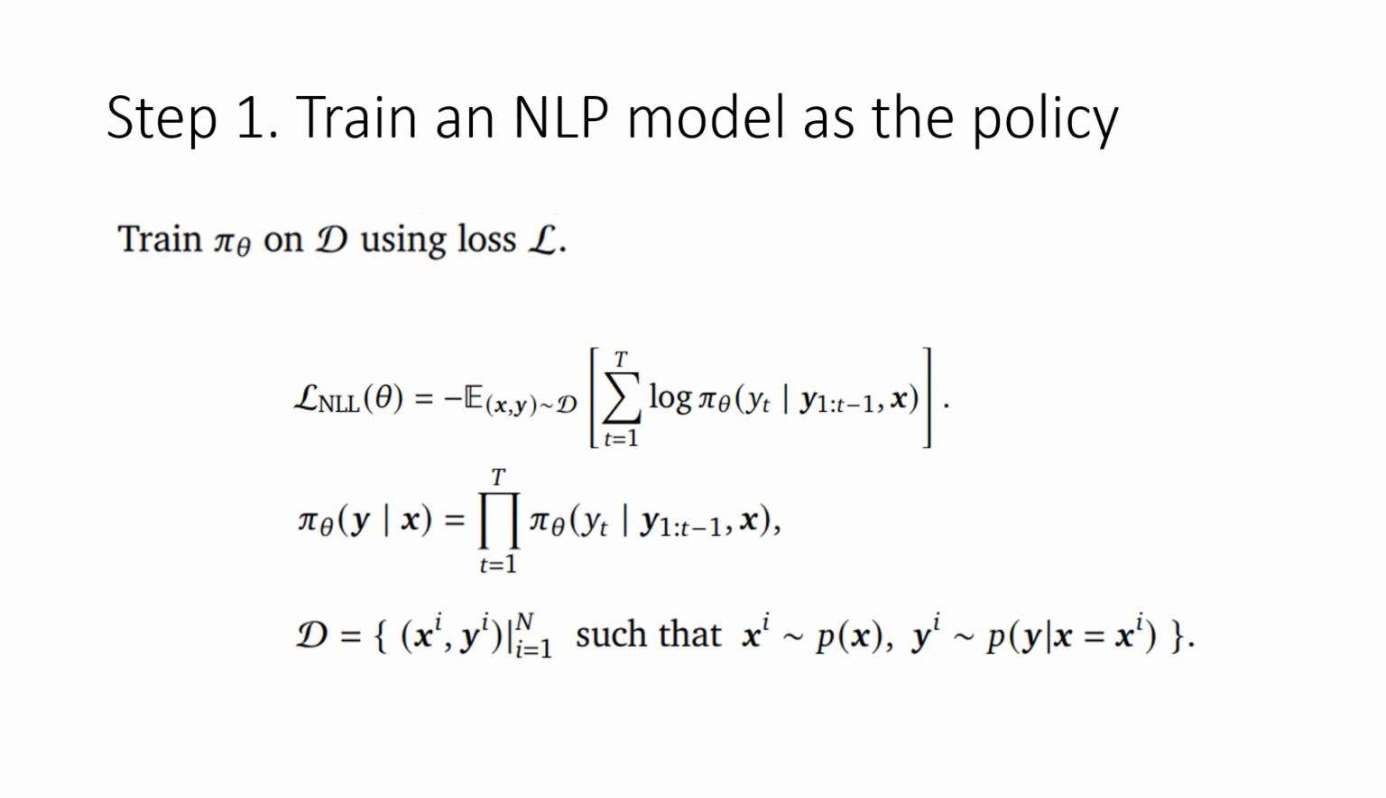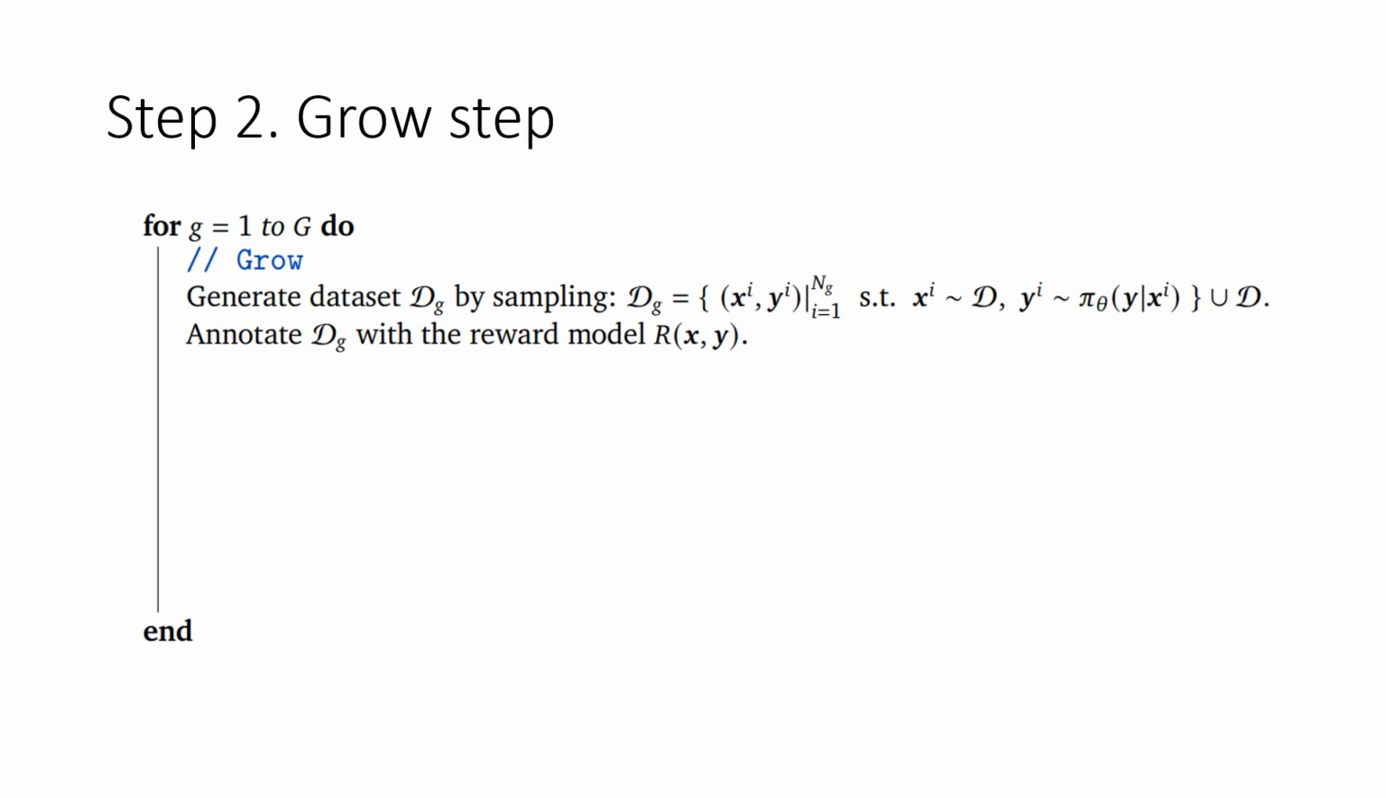We start off by training an initial model, pi, to map input sequences x to output sequences y on the given dataset of sequence pairs D using the negative log likelihood loss. Afterwards, we execute the grow step. In this step, we generate a new dataset, D_G, by expanding the original training dataset with instances generated by the model. This is achieved by generating multiple output sequences using the current policy pi.